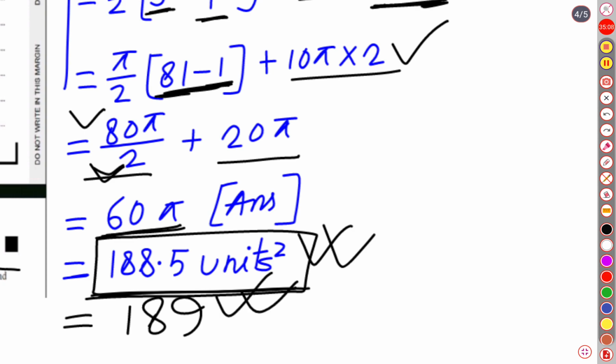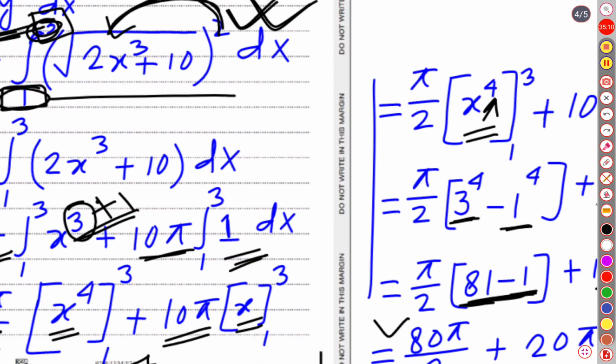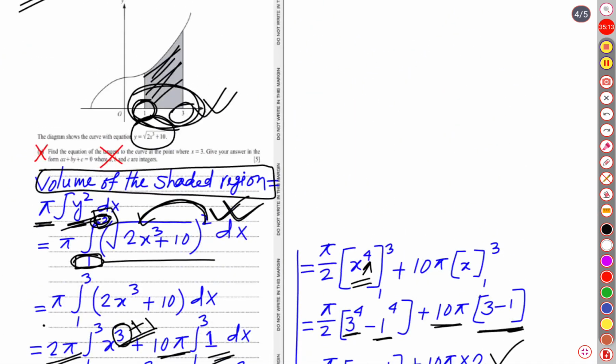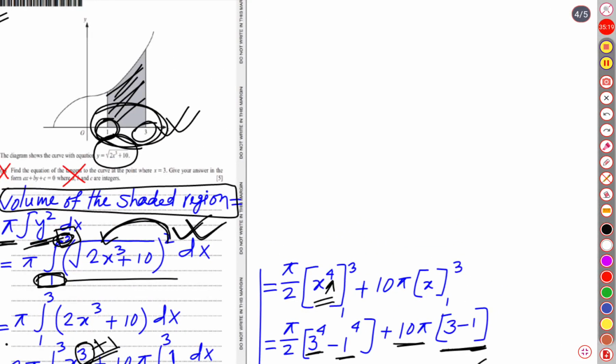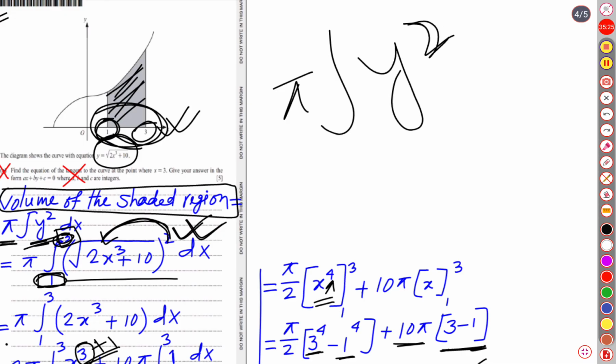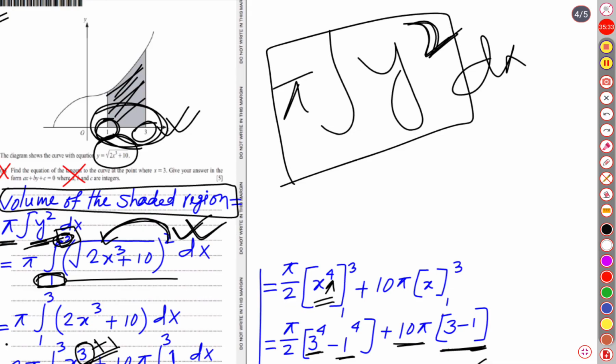So what have we learned from here? We have learned that whenever volume is to be obtained, we will multiply the whole function by pi, then we will integrate the function squared. Not only the function, the square of the function will be integrated. So we have done so. I think you have understood better than in the previous one.